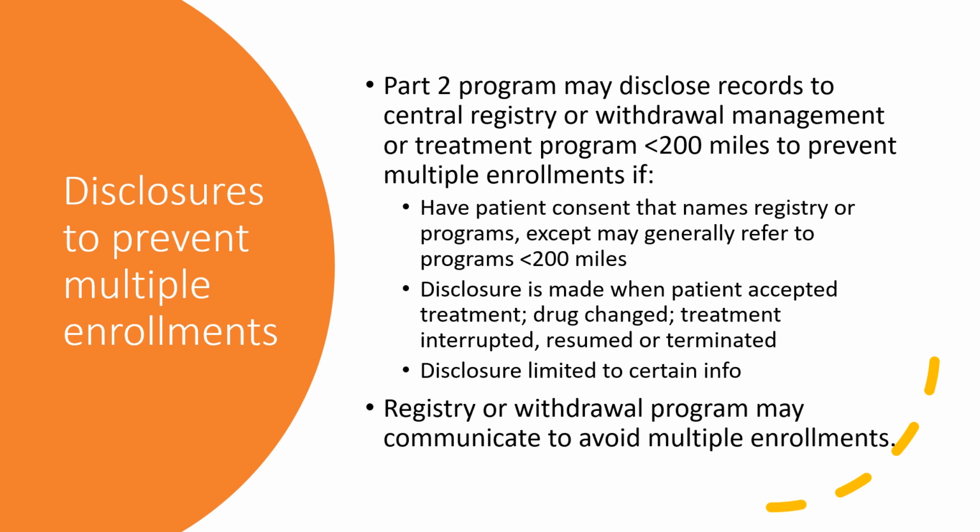So we want to have the patient consent that names the registry or programs, except they may generally refer to programs less than 200 miles. So you don't have to be specific there. And then we want to make sure disclosures are made when the patient accepted the treatment, if there were any drug changes, or any treatment that's interrupted, resumed, or terminated, and we want to limit that disclosure to certain information. And this registry or withdrawal program may communicate with others to avoid those multiple enrollments.